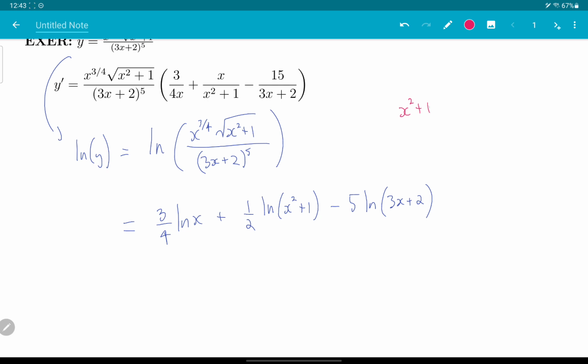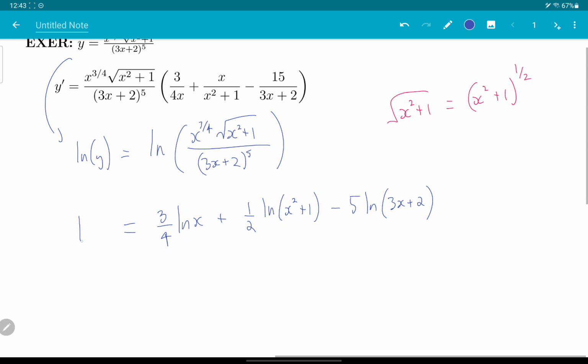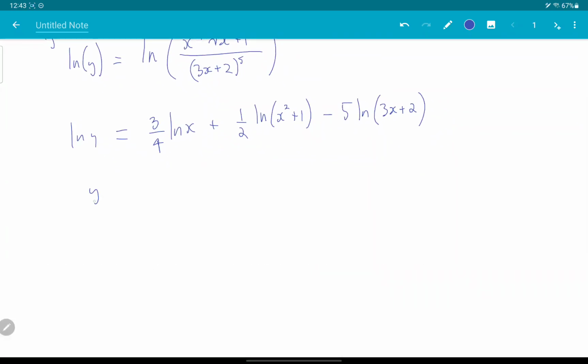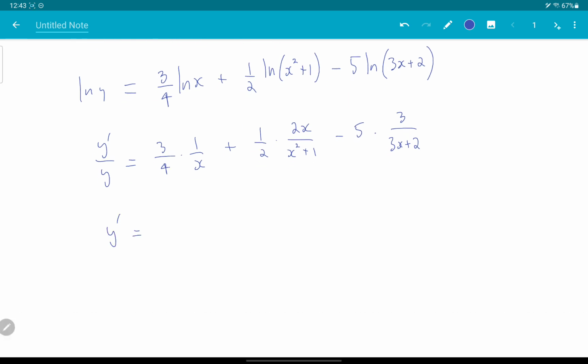One thing I use is that the x squared plus 1 square root, that's the same as x squared plus 1 to the power of a half. Okay, so now derivative of both sides, y prime over y. A lot of y prime over y happening here, eh? Then x squared plus 1. Put my dot there, minus 5 dot 3 over 3x plus 2. Y prime is y times this.